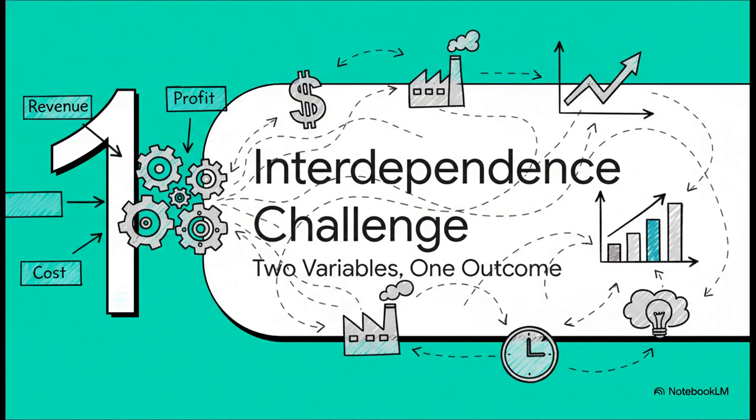Okay, let's begin. Section 1, the interdependence challenge. And you know, the subtitle here really says it all, when two variables drive one outcome. Because in the business world, our key metrics, things like revenue, profit, cost, they rarely ever exist in a vacuum. They are almost always the product of multiple interconnected variables that are all changing at the same time. And that is the heart of the challenge.